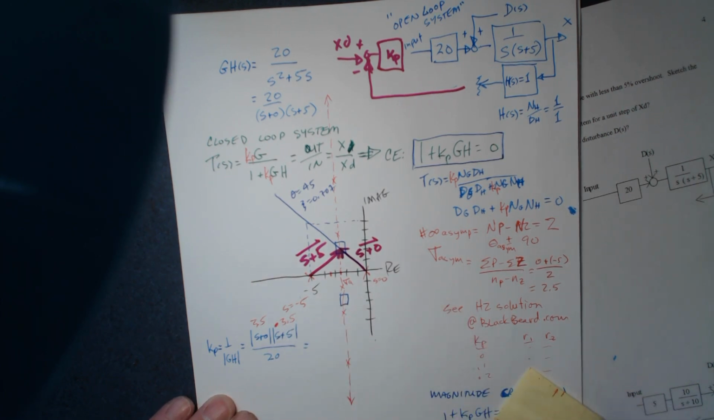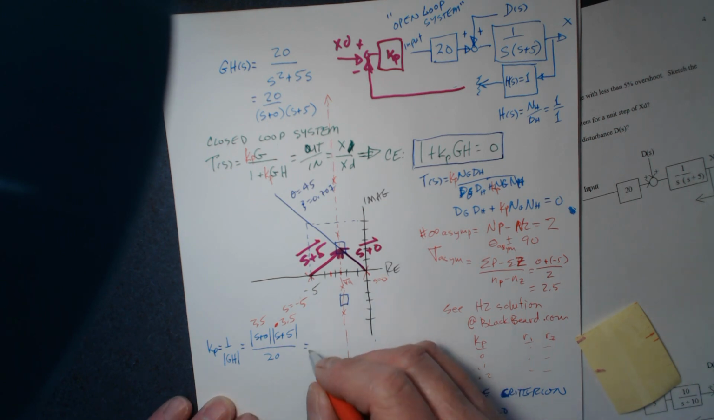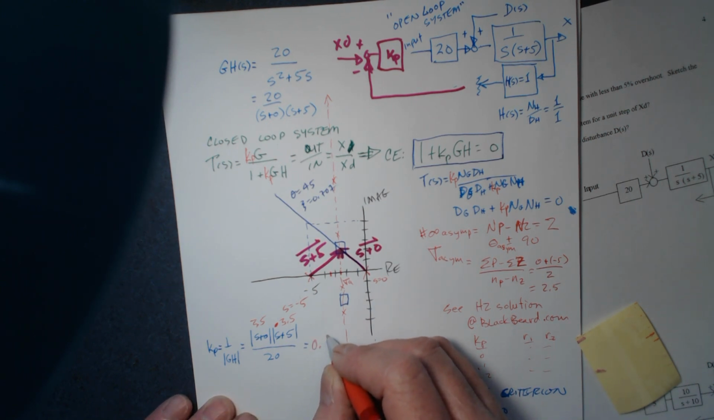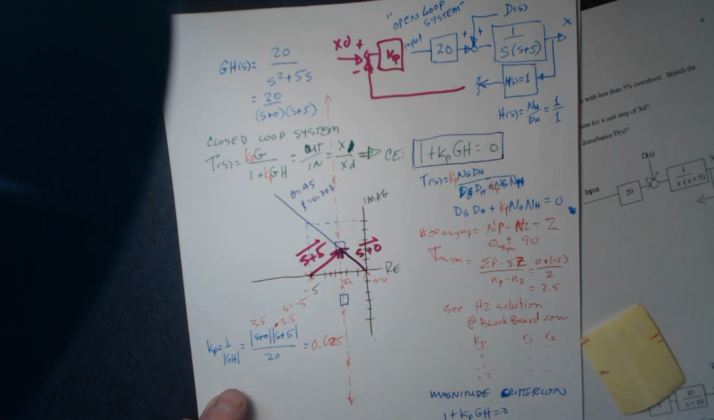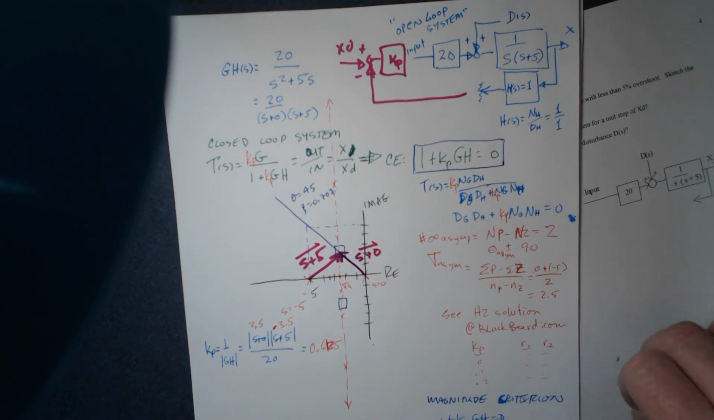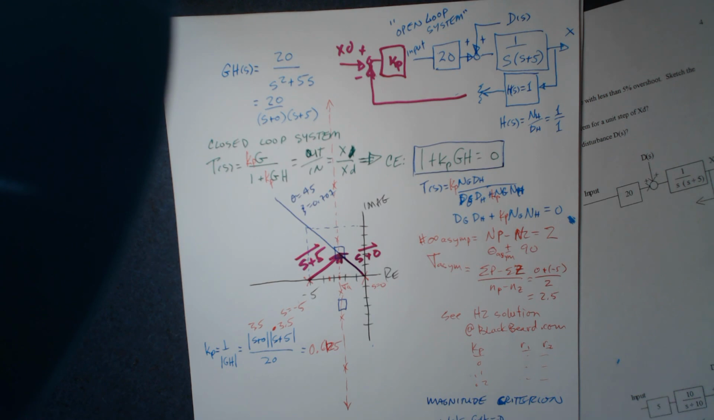3.5 times 3.5 over 20 is 0.6125, sorry, 0.6125. Okay, so it's about 0.6. That's how you can design this system, that's fine.